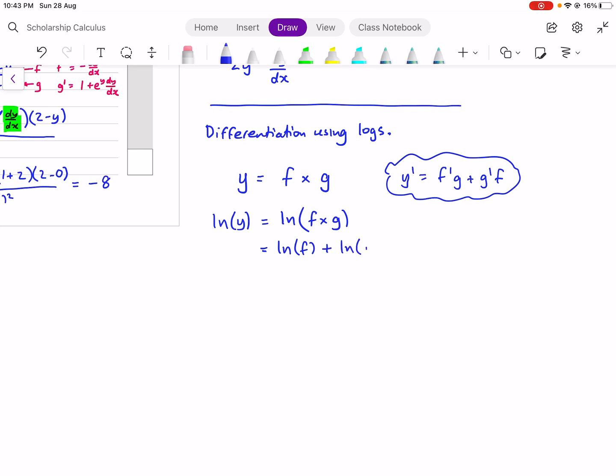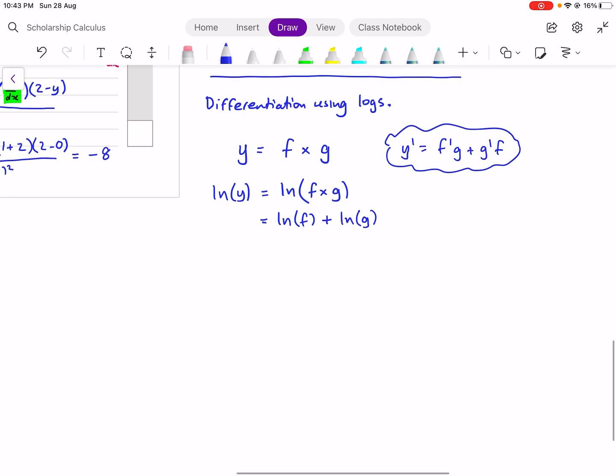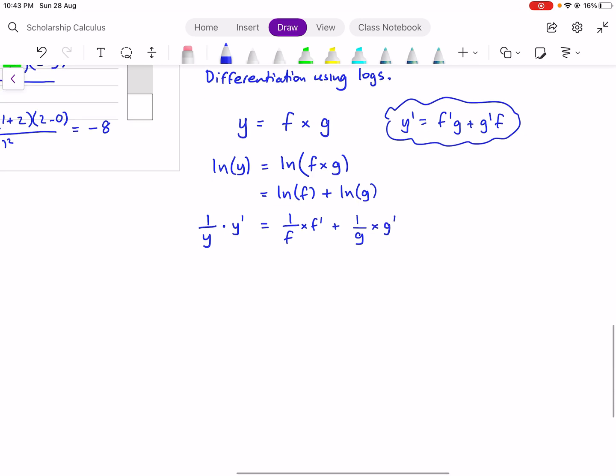plus log of g. Now if I use implicit differentiation on this, the left hand side diffs to 1 over y times y dash, and the right hand side differentiates to 1 over f times f dash plus 1 over g times g dash. That's all implicit differentiation, and then therefore y dash, the derivative we wanted to find, is equal to y. I need to bring this y up to the top right of the other side. So at the bottom left, I need to move it to the top right.